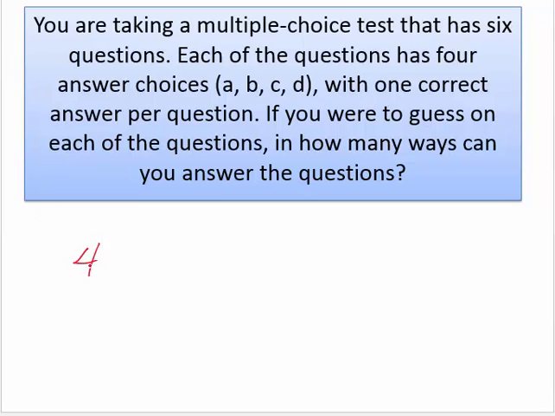For the first problem you'd have 4 choices, second problem you have 4, and we just keep doing that all the way through. On the 6th problem you have 4 choices. So the number of different ways you could answer the questions is whatever 4 times 4 times 4 times 4 times 4 times 4 is, which could be written as 4 to the 6th power. Let's pull up a calculator here. 4 to the 6th power.